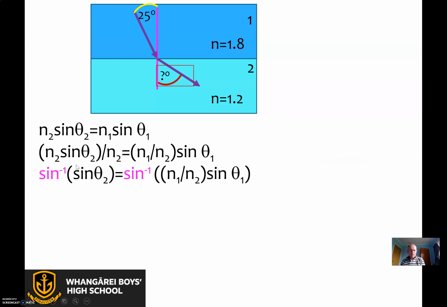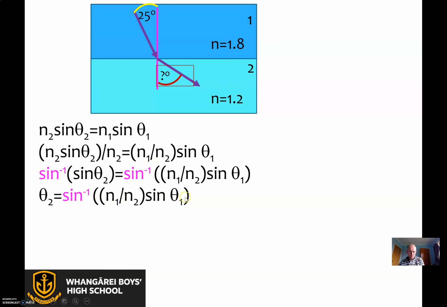Then we want to undo the sine. To undo the sine, you do the inverse sine, or on the calculator it's shift sine. Inverse sine of the sine is just the angle, which is cool. And the inverse sine of all this goes in here. On the left-hand side, the inverse sine of the sine just becomes the angle, which is what we want.